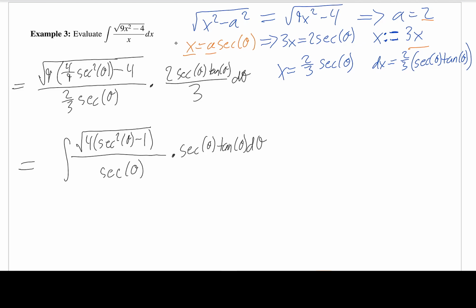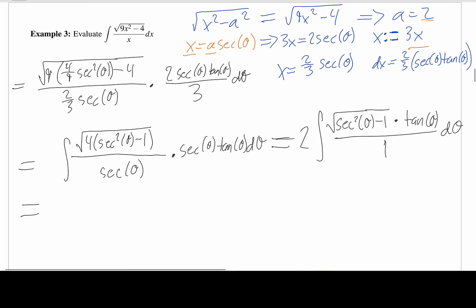Alright. And then I also notice another thing that's going to cancel, which is these secant thetas right here. So this will give us the integral. So I can also now, this 4, the square root of 4, that'll give us 2. So I can pull that out of our integral. So this is going to be 2 times the integral of the square root of secant squared theta minus 1 times tangent theta over, so remember these guys cancel, so this will just be over 1 and then d theta.